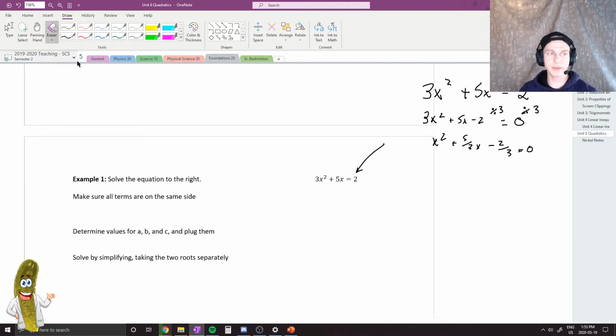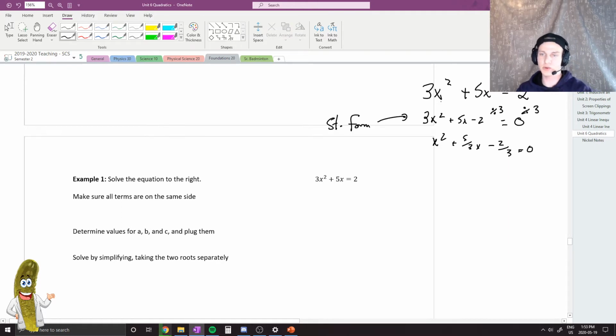So instead, I'm just going to say, well, I originally had this as my standard form. I originally had this, 3x squared plus 5x minus 2, and all my terms are on one side. Instead of trying to factor it, what if I just plug them into the quadratic formula instead? What if I just did that instead?